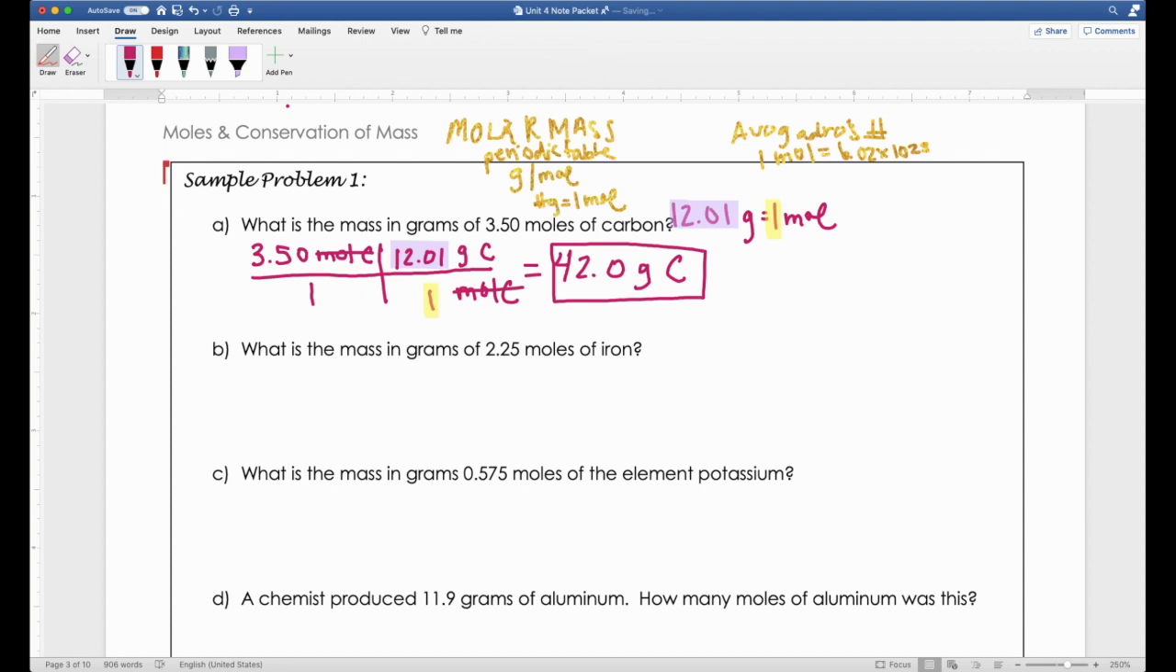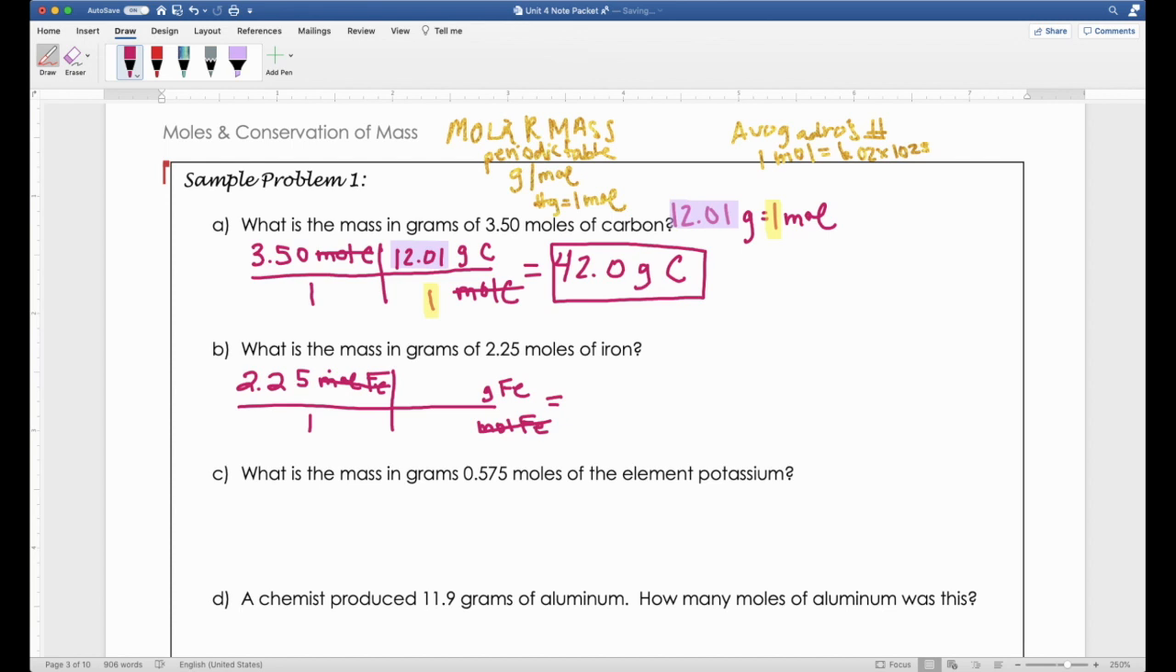Let's try B. What is the mass in grams of 2.25 moles of iron? So, 2.25 moles of iron. We want to know how many grams this is. So again, whatever units up top, let's bring that down. Moles of iron to grams of iron. And you don't have to write the symbol, although I sometimes like to, just because it keeps everything nice and organized. Those units cancel from those units there.